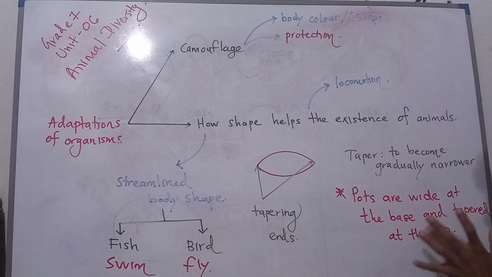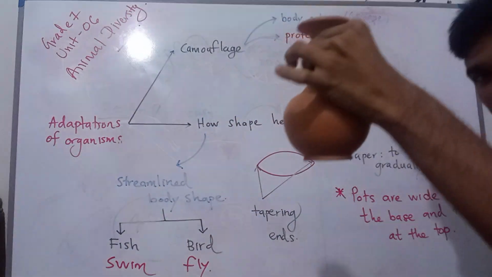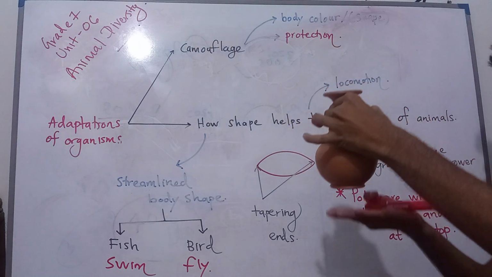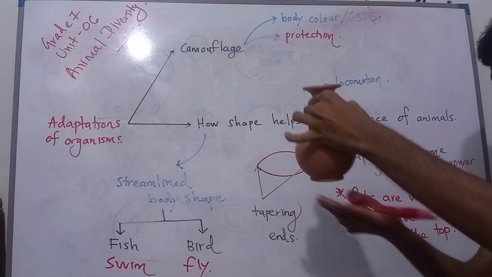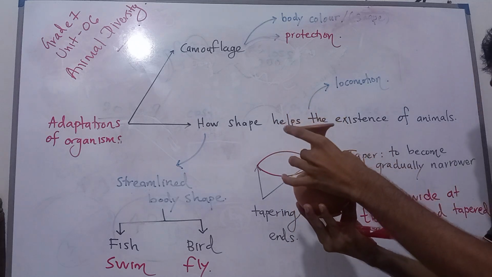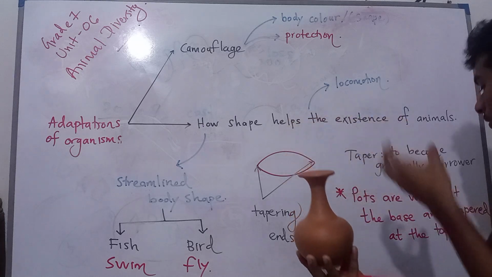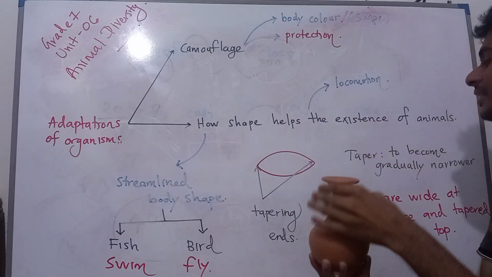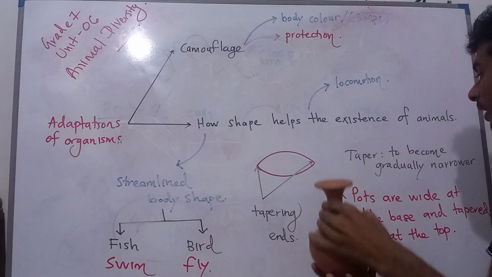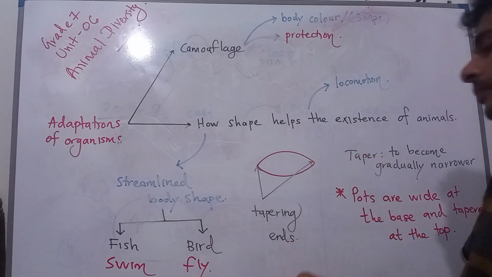This is what I wanted to tell you in the video. If you see this pod, it is wide at the base. The base is wide and tapered at the top. The top part of the pod has tapered. It means it has become narrower, from wide to narrower.